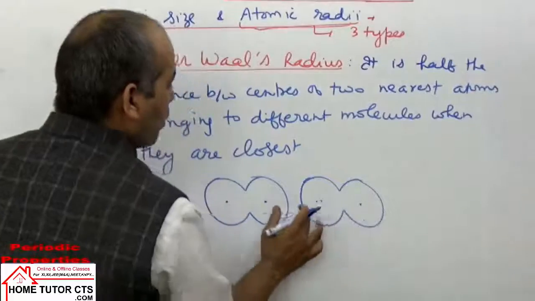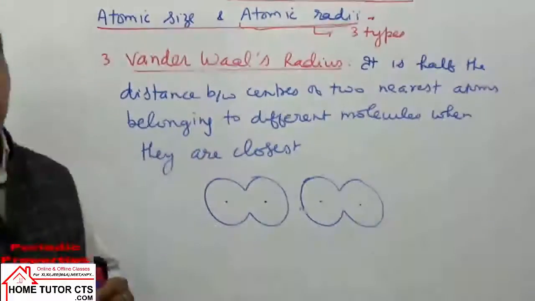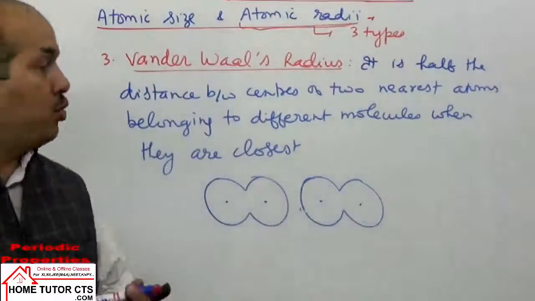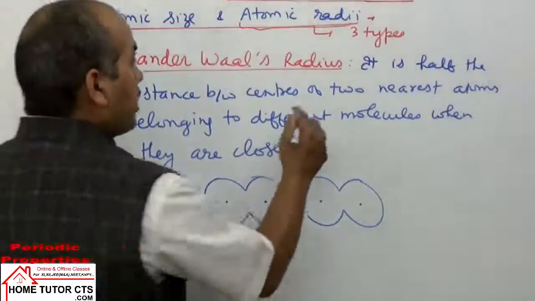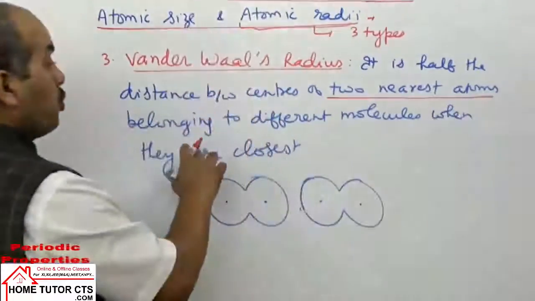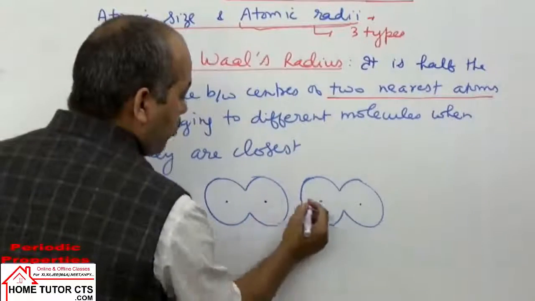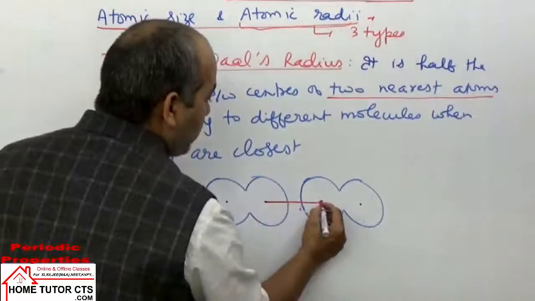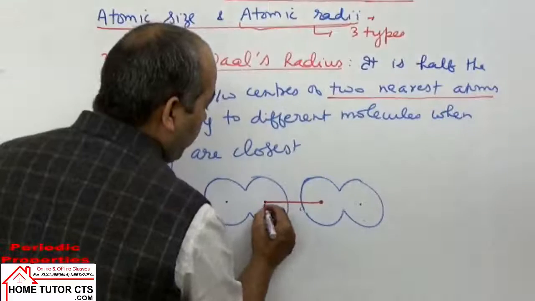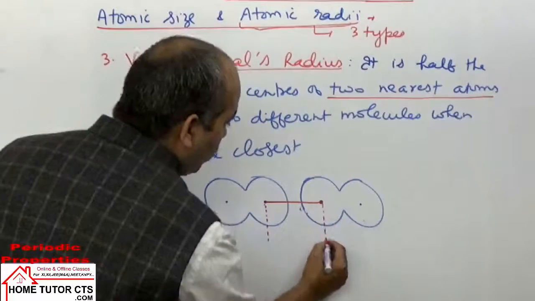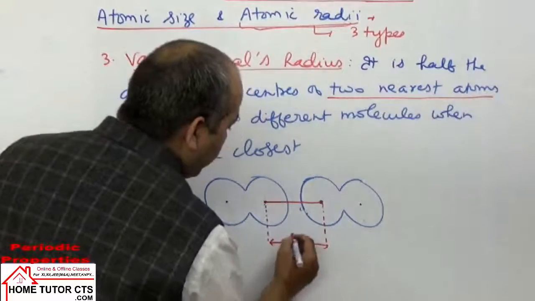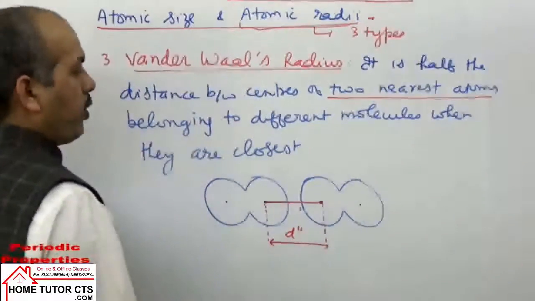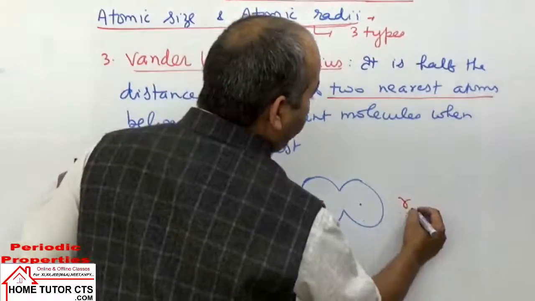It is nucleus. We take two different molecules, and we take two nearest atoms which belong to different molecules. I will take one atom here. The distance between the centers of these two atoms is d double dash. So what can be taken in this case? Van der Waals radius.